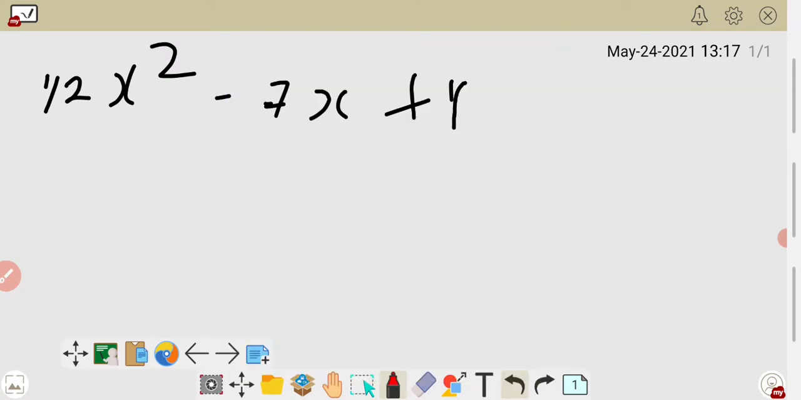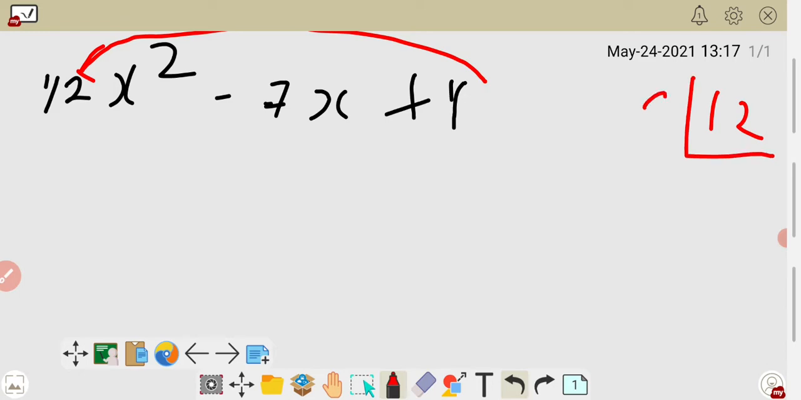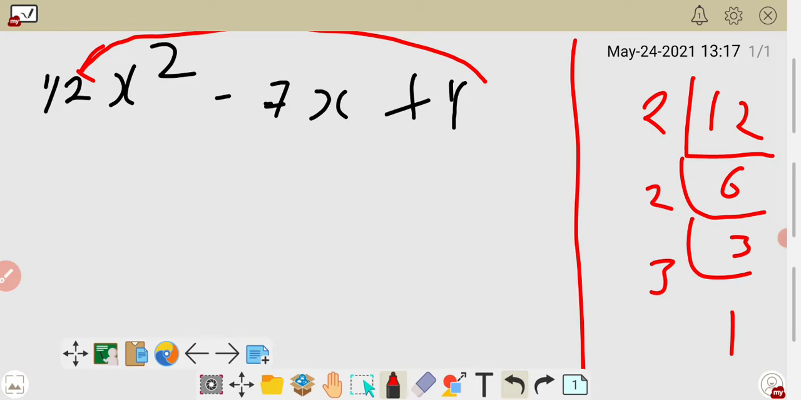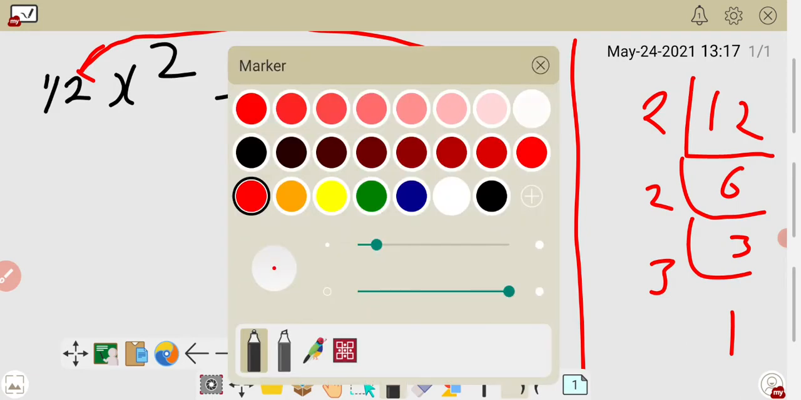Okay, so when you multiply 1 by 12, what do you get here? 12. So always multiply 1 with the coefficient of x square. Okay, so you get 12 here. Now find the factors of that one. 2 6s are 12, 2 3s are 6, 3 1s are 3. Now the factoring is completed.